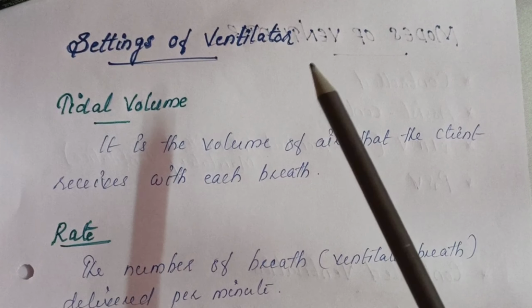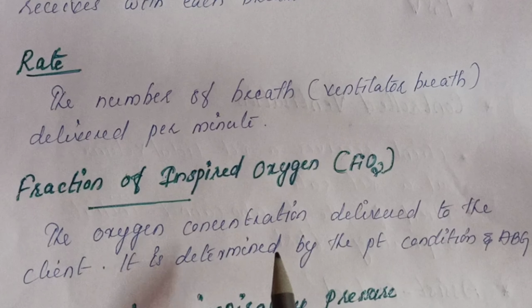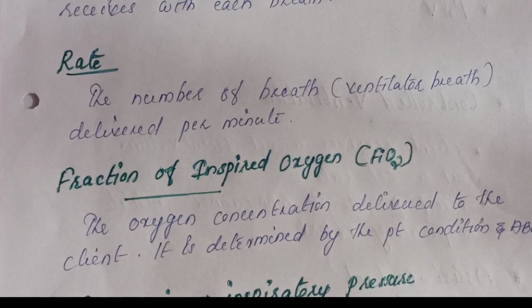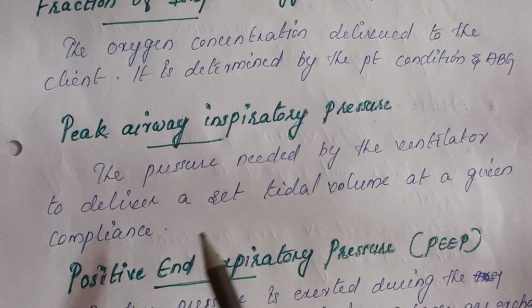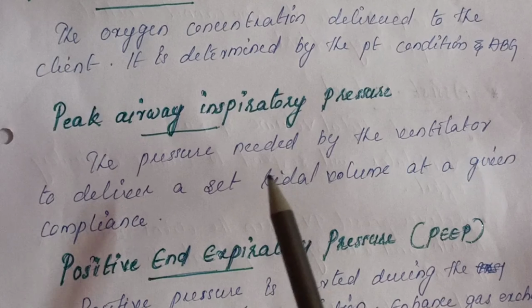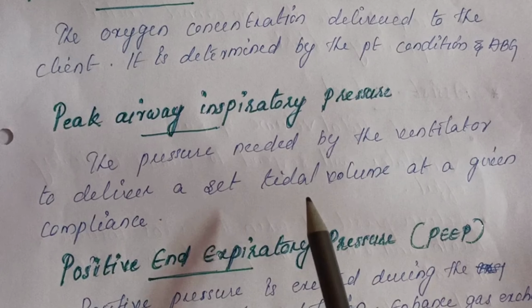Now the fraction of inspired oxygen, or the FiO2. The FiO2 is the oxygen concentration which is delivered to the client. It is determined by the patient's condition and the ABG status. Next one is peak airway inspiratory pressure. This is the pressure needed by the ventilator to deliver a set amount of tidal volume at a given compliance. So this is nothing but the pressure which is required by the ventilator to deliver the set tidal volume.